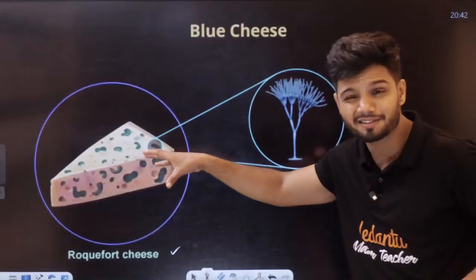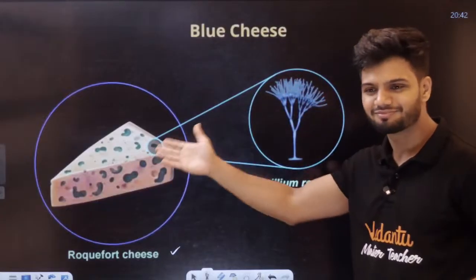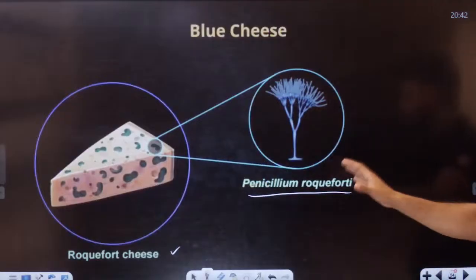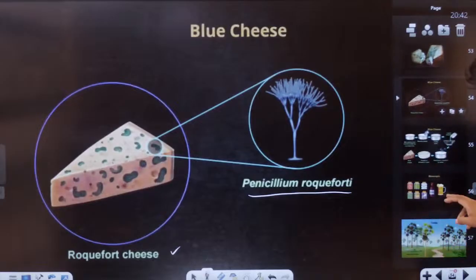Okay, cheese has fungus in it. This, see, yeast is still fine. You can't see it much, but this has fungus in it. Like proper fungus it has. Penicillium roqueforti. Okay, students.